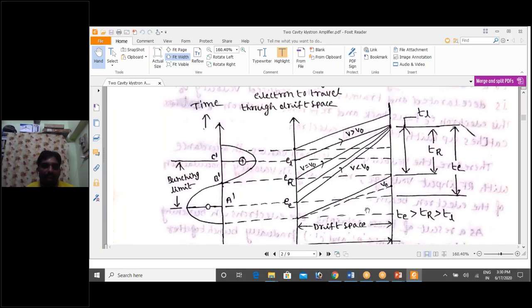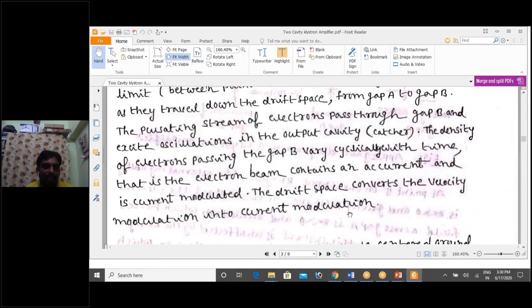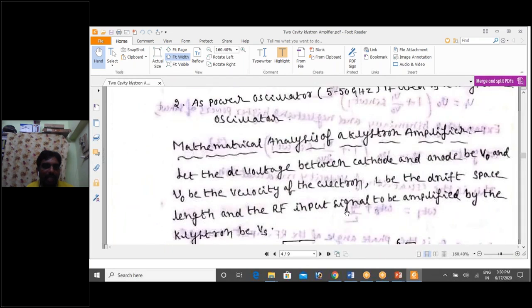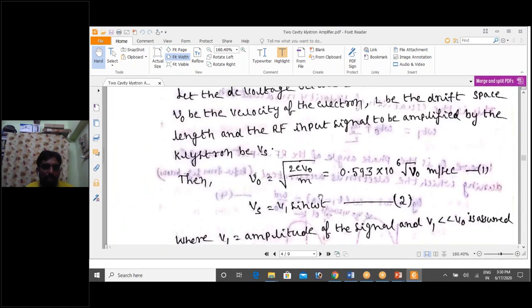And similarly, we find the mathematical equations for input efficiency and output efficiency. Using this basic voltage expression, at equilibrium condition, potential energy should be equal to kinetic energy, so half mv squared should be equal to eV.